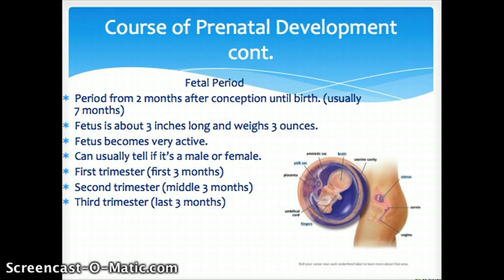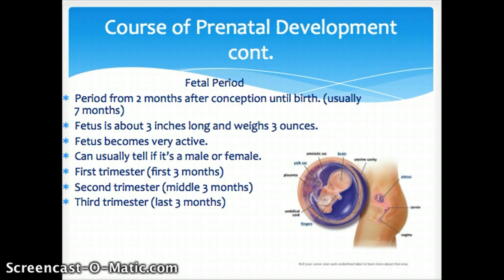The fetal period is from 2 months after conception until the child is born. This period is usually about 7 months long. At this time, the fetus is about 3 inches long and weighs only 3 ounces. The fetus also becomes very active by moving its arms and legs, opening its mouth, as well as moving its head. Most of the time, the genitals can be identified as male or female at this time. By the end of the 6th month, the fetus is about 14 inches long and weighs about 2 pounds. The eyes are now formed and the hair begins to cover the head. Now is when the grasping reflex is present and breathing movements start to occur. By the 8th month, the average fetus weighs 7.5 pounds and is 20 inches long.